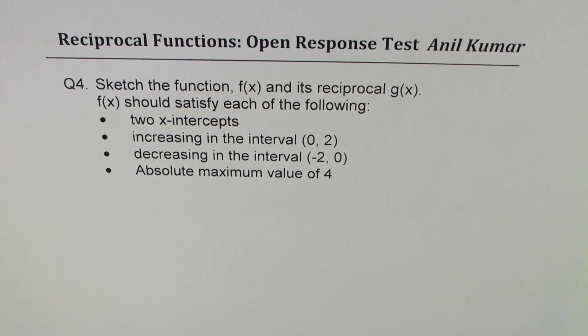Here is question number 4. Sketch the function f of x and its reciprocal g of x. F of x should satisfy each of the following. So the properties of the function are given, and you have to sketch its reciprocal. The properties of the function are that it has 2 x-intercepts. It is increasing in the interval from 0 to 2, decreasing in the interval from minus 2 to 0, and it has an absolute maximum value of 4.